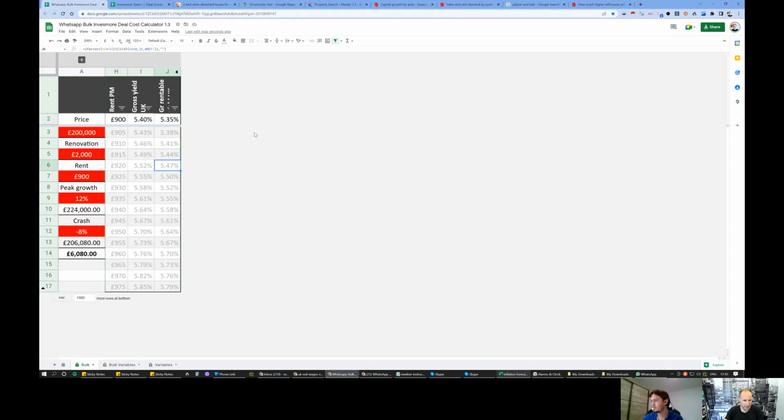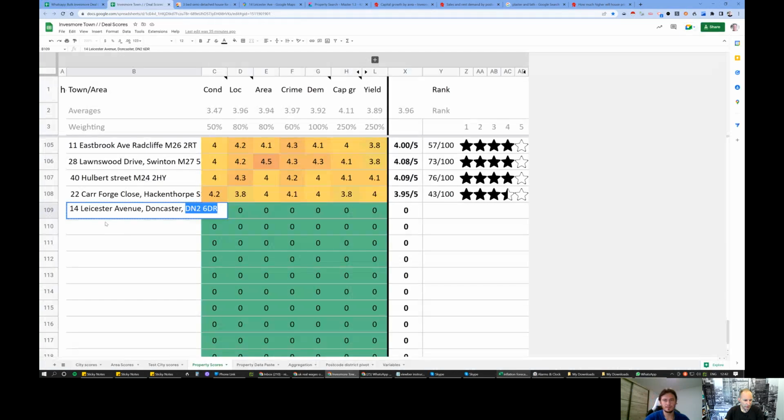And then obviously, if it becomes owner occupier, it becomes a lovely house to occupy. All right, let's score it then. Condition 4.7. Oh, that's, yeah, it's really nice though.